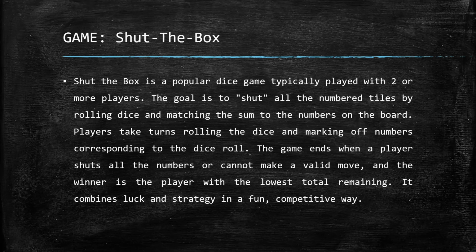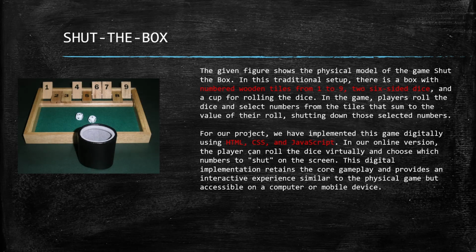As you can see in the figure, this is the physical model of the game Shut the Box. In this traditional setup, there is a box with numbered wooden tiles from 1 to 9, two six-sided dice, and a cup for rolling the dice. Players roll the dice and select numbers that sum to the value of their roll. For example, if the sum of the dice comes up to 9, we can select just the 9 block, or we can choose 7 and 2, 6 and 3, or 8 and 1, and accordingly for the other sums.